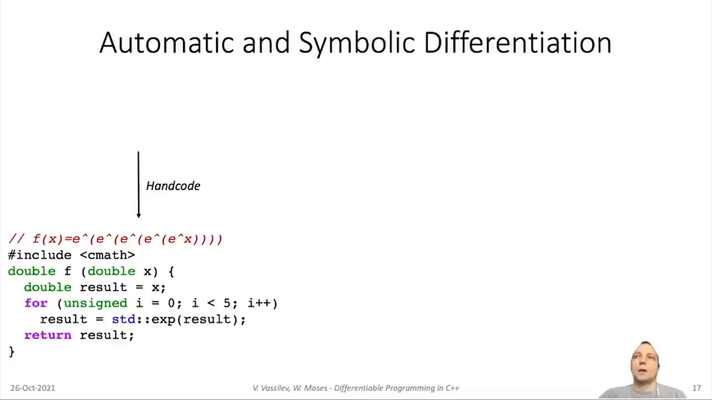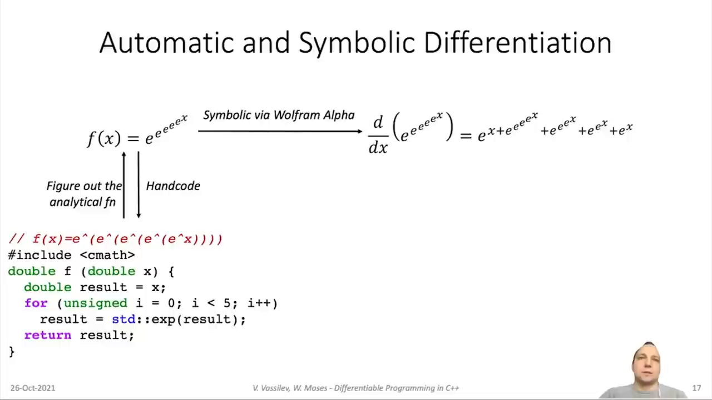Consider the following example, maybe a pathological example. It is useful to show succinctly the general idea. Here, function f accumulates exponentials. The analytical derivative is not easy to guess, at least not for me. And it is e to the e to the e to the e to the e to the x.